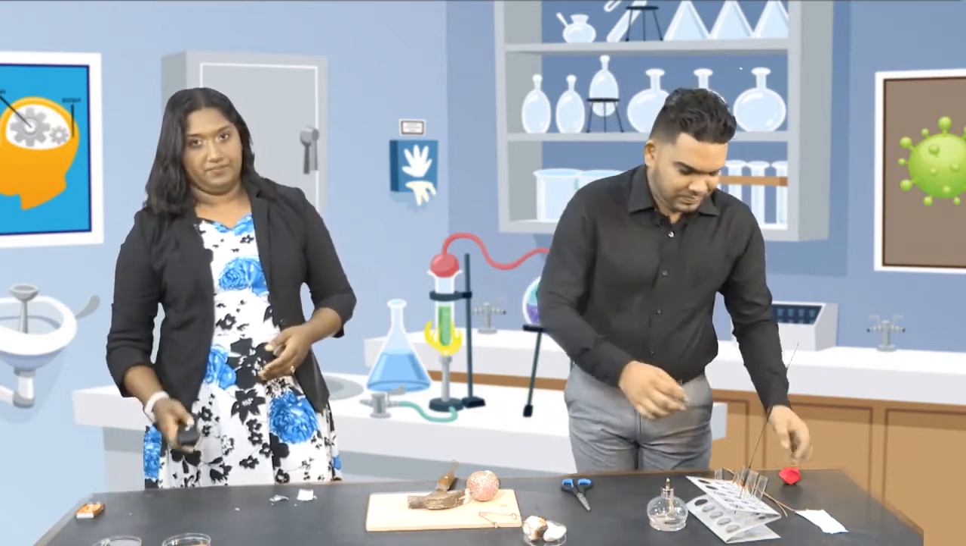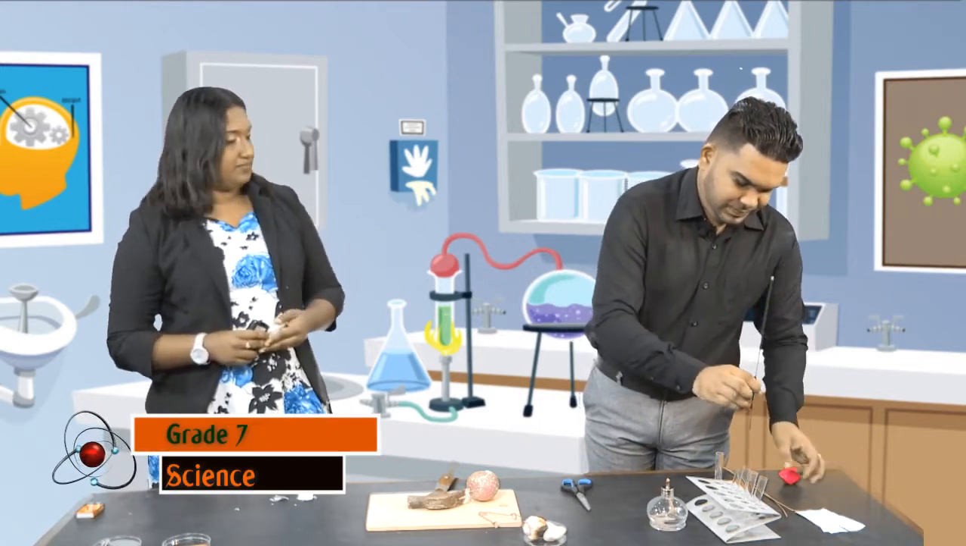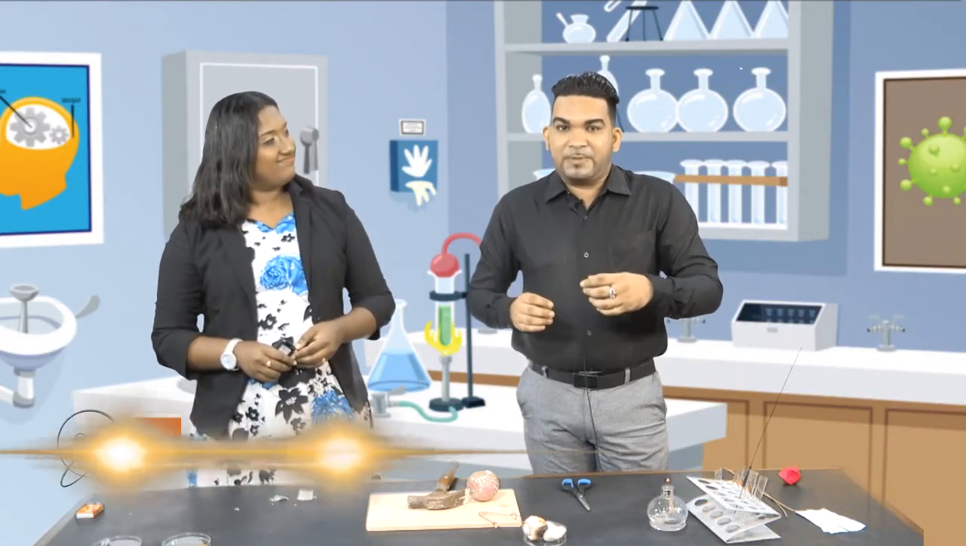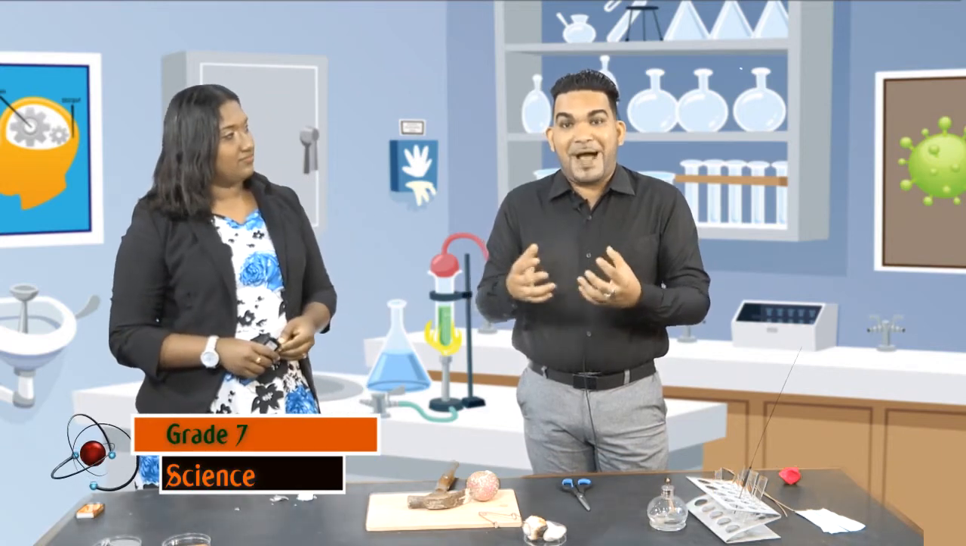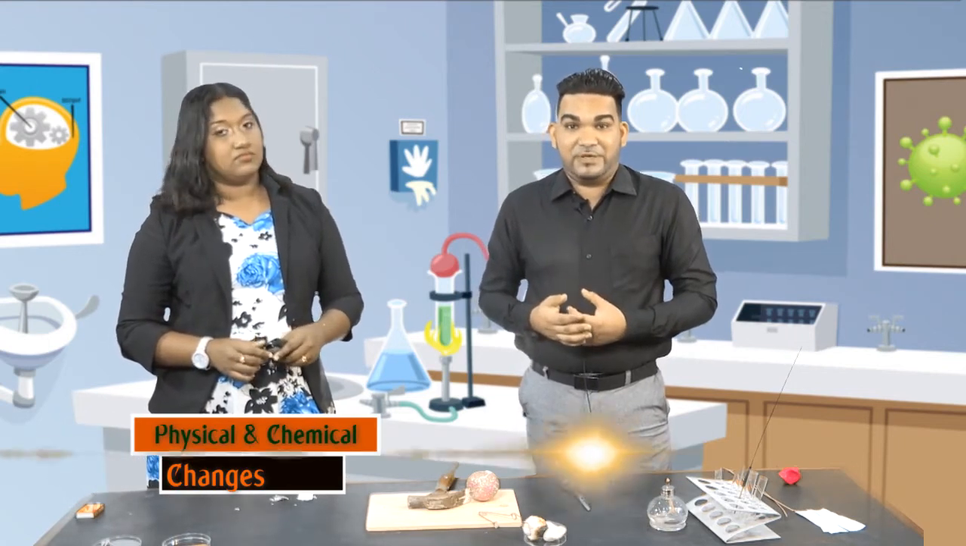Now, boys and girls, let us talk a little bit about the evidence that shows chemical change. Okay, boys and girls, some evidence that would show that a chemical change has actually occurred are a color change, an odor change, gases formed, as well as a change in the physical property. Unlike a physical change, where you could get back what you started with, in a chemical change you cannot get back what you would have begun with in the first place.